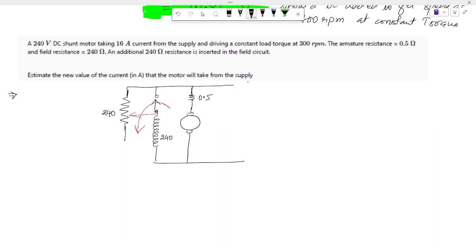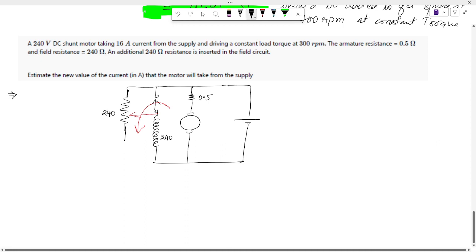What is the value of supply voltage? That is 240 volt. The motor is taking 16 ampere from the supply. This is 16 ampere. 240 by 240, initial IF will be 1 ampere. That means armature current, by KCL at this point, armature current will be 15 ampere.